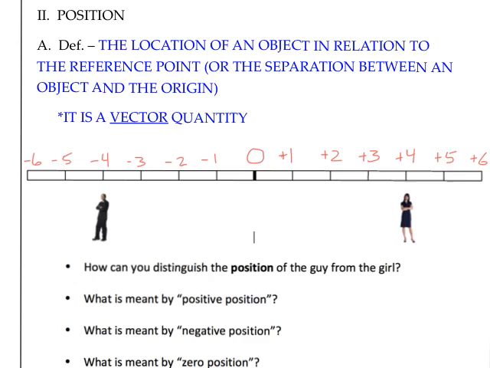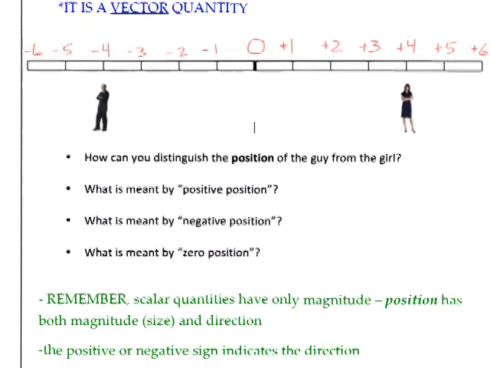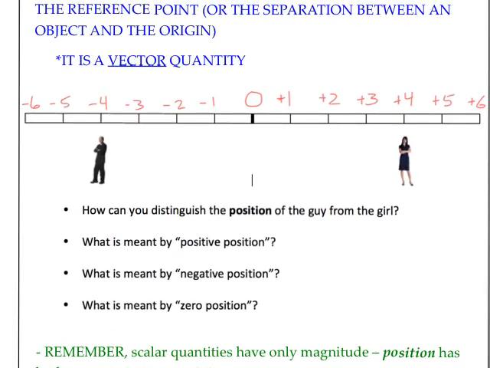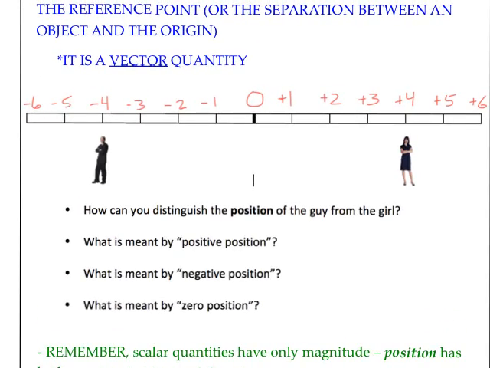So, when we talk about the position of an object, we are referring to that object's location in relation to the reference point. Position is going to be a vector quantity, and the reason for that is going to be determined by some of these questions that we have below. So for example, the first one asks you if you can distinguish the position from the guy and the girl. So our guy is standing over here, and the girl is standing over here. If you notice, both of them are 4 paces away from the origin. The way that you can distinguish them is by looking at a direction.